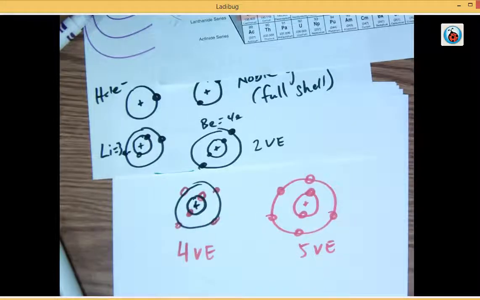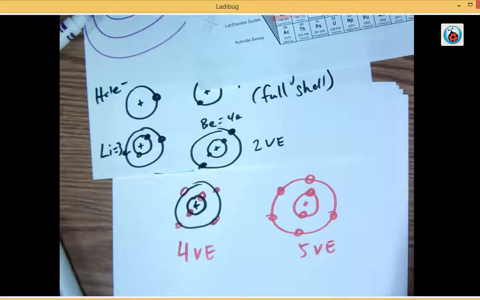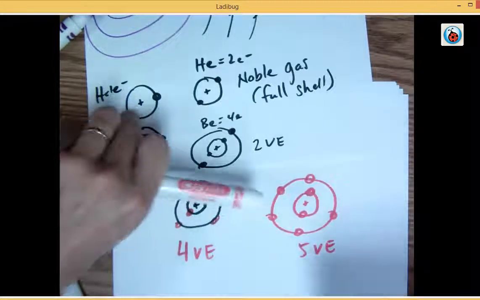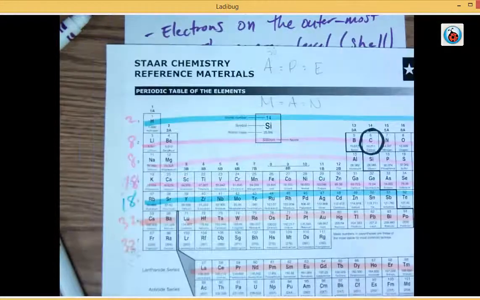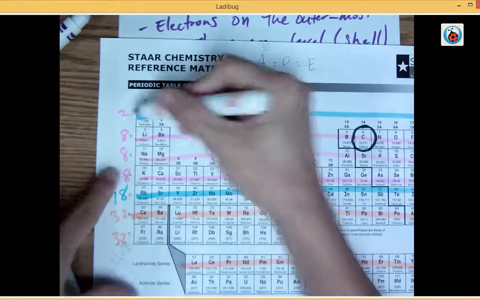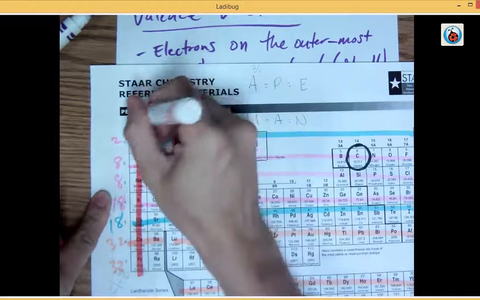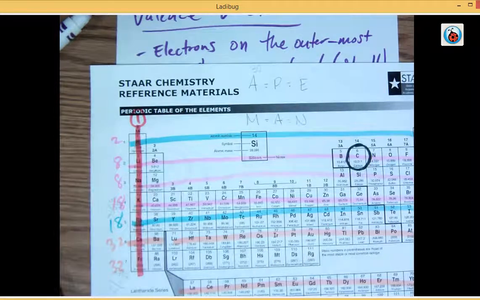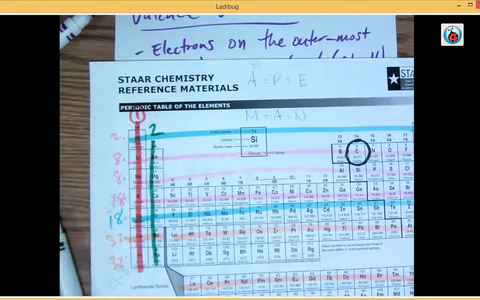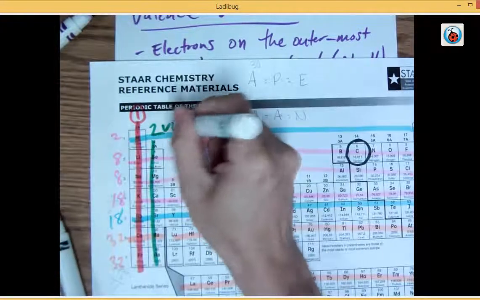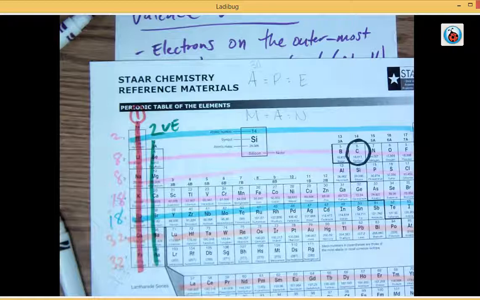So again, it's 2 in the innermost, then 8, 8, 18, 32, 32. And that helps us figure out how many valence electrons. Another way is you just look at the column. Everything in this first column will have 1 valence electron. If you don't believe me, you can draw the Bohr model, and you'll find that it is true. Everything in the second column will have 2 valence electrons. You can mark this on your own periodic table to have all this ready, so that when you look at it, you think, oh, that's in column 2, 2 valence electrons.